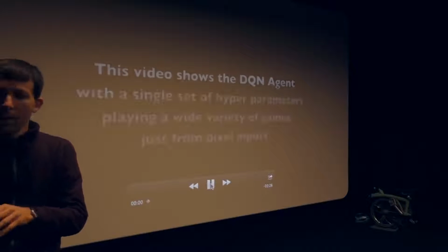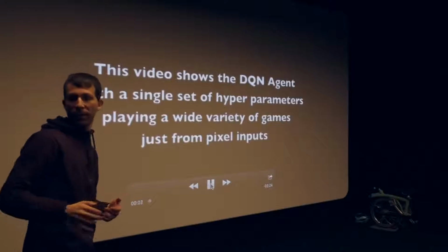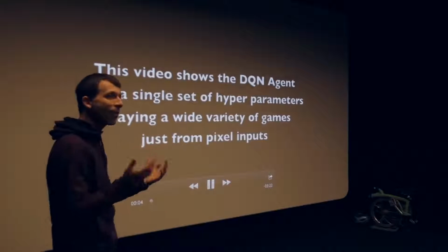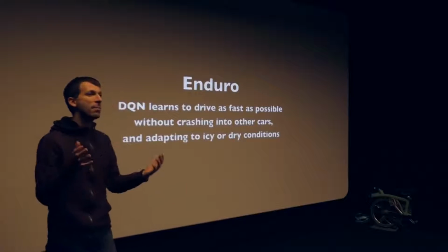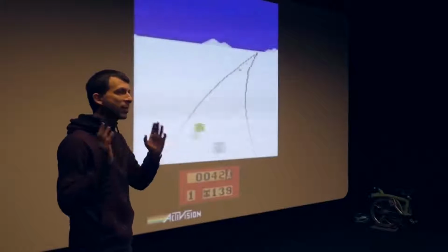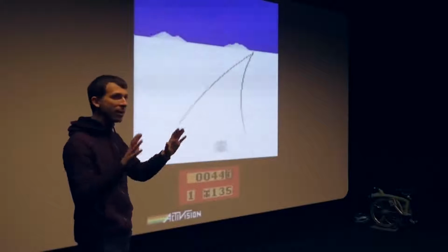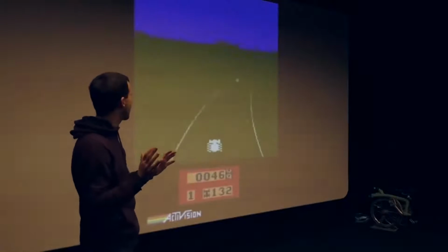So this is an example of something we've been working on. This is the agent which plays the Atari games. This is basically a system which is learning by trial and error. It doesn't know anything about each of these games. These are all different Atari games, for those of you who are familiar with the classic Atari console.